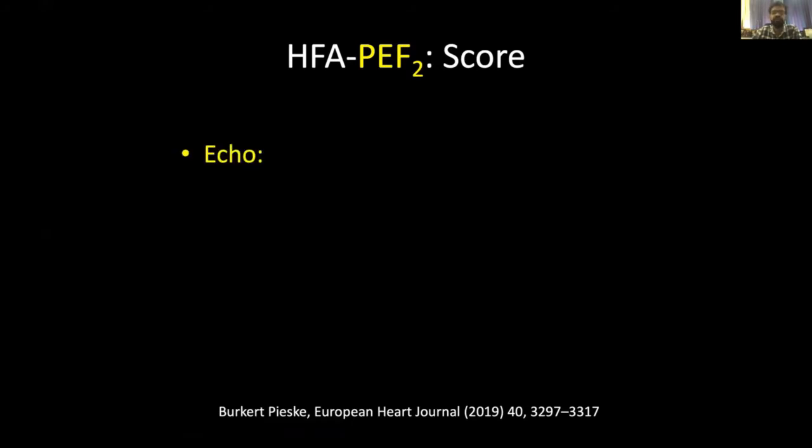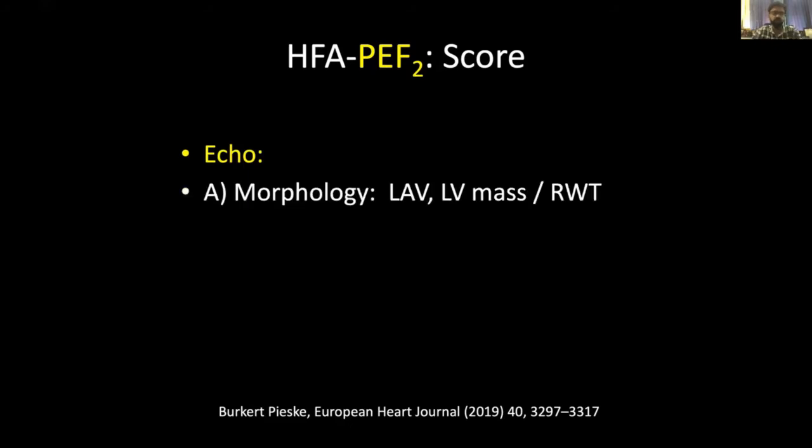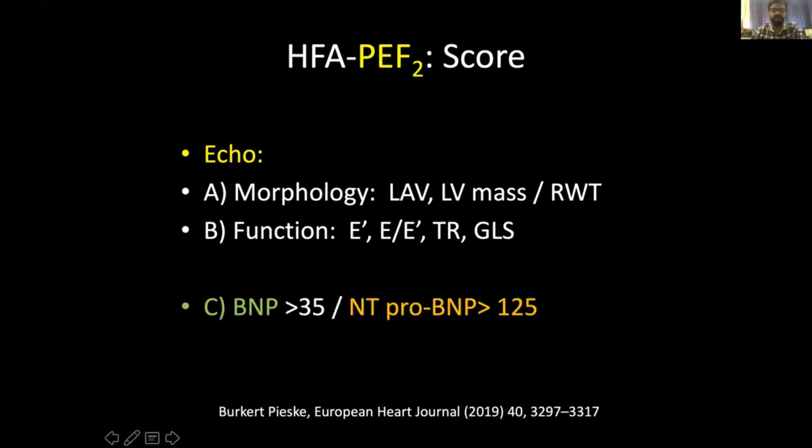HFA-PEFF score, which has been given to identify the presence of HFpEF or diastolic dysfunction in a group, and this has a pretest probability of diastolic problem. It uses morphology like LA volume, LV mass, the RWT. There is function assessment by E prime, E by E prime, TR velocity, and the global longitudinal strain of LV, and there is a biomarker, the BNP, anything more than 35, or NT-proBNP at 125. This is being utilized extensively in clinical practice.